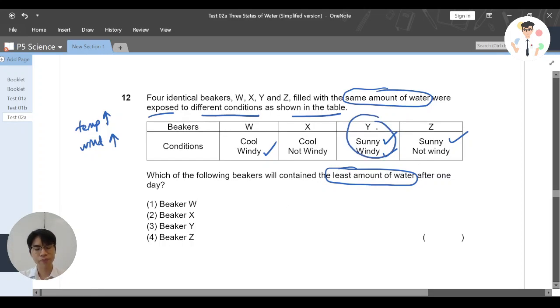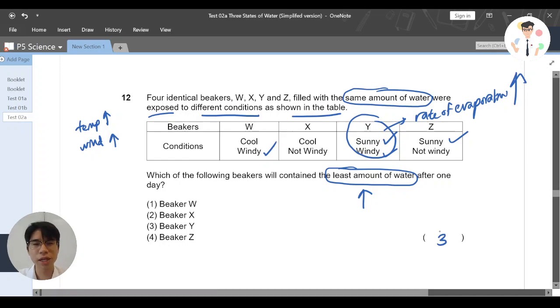So you can see why. It has a higher temperature and greater wind, that's why the rate of evaporation will also be higher. And when the rate of evaporation is higher, the amount of water is lower. Why? Because it has evaporated already. So which one is the one with the least amount of water? Number 3, option number 3.